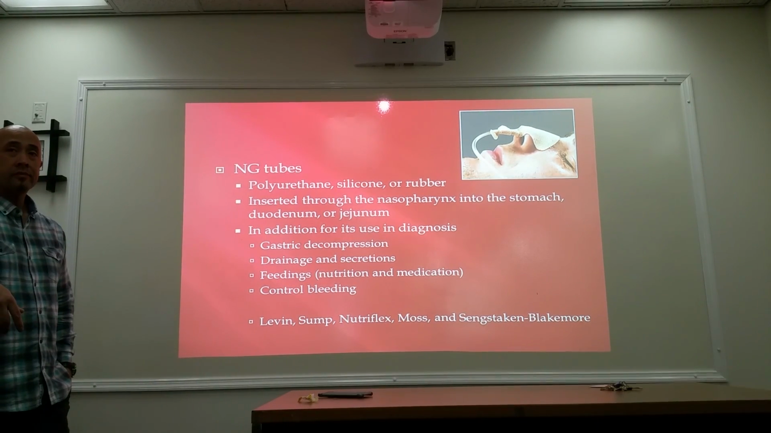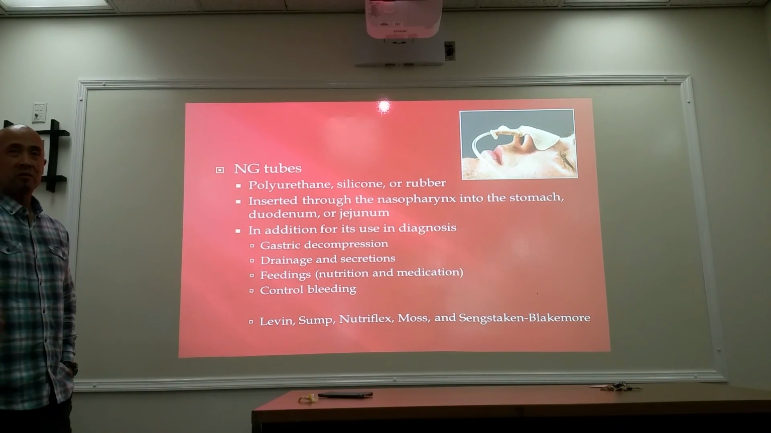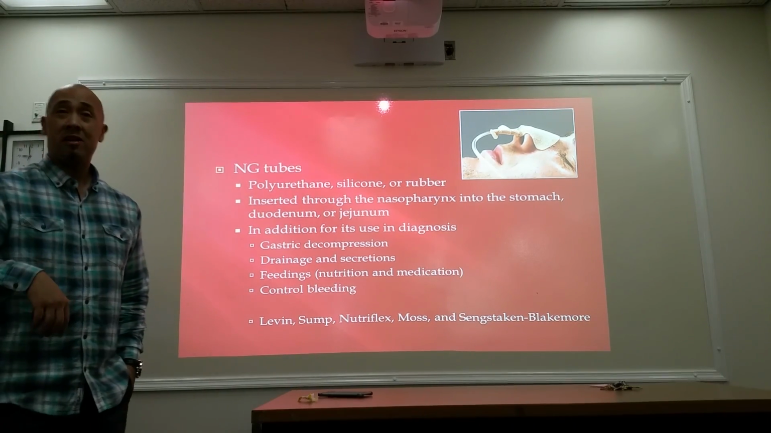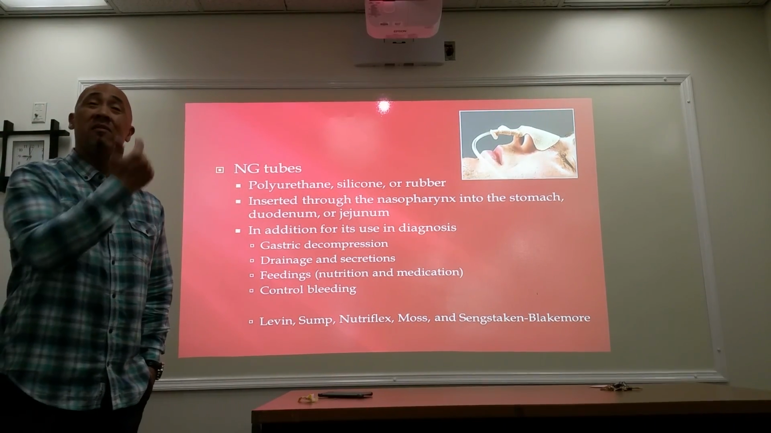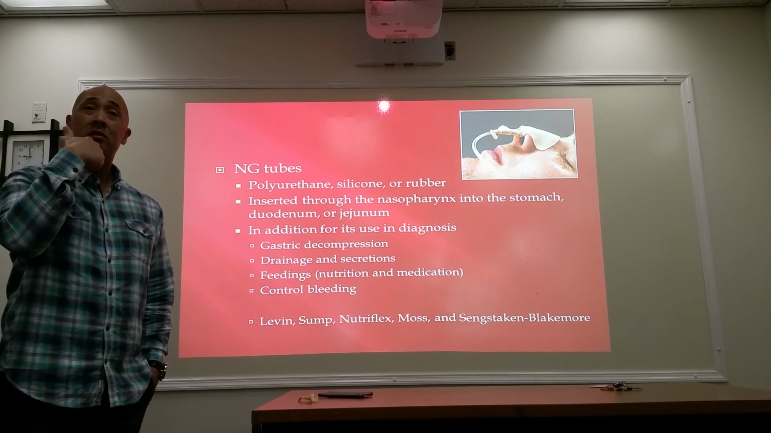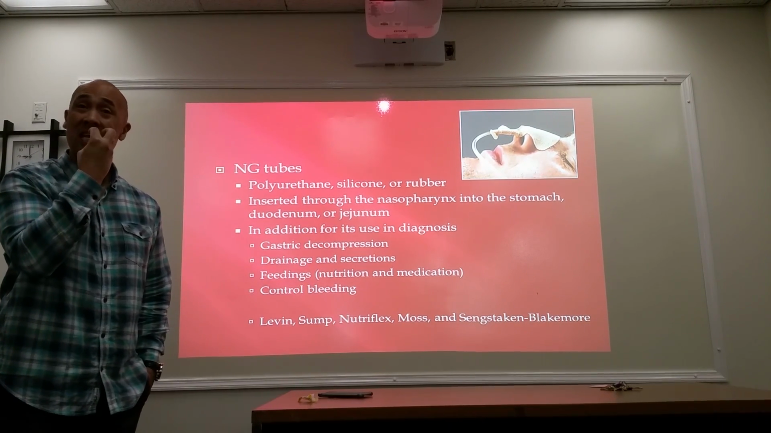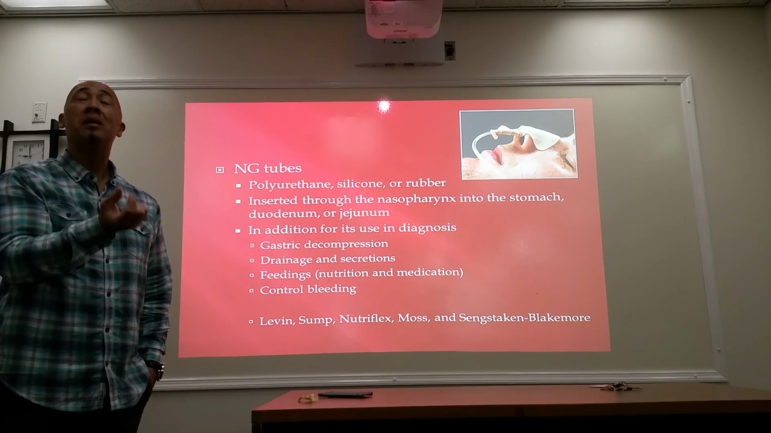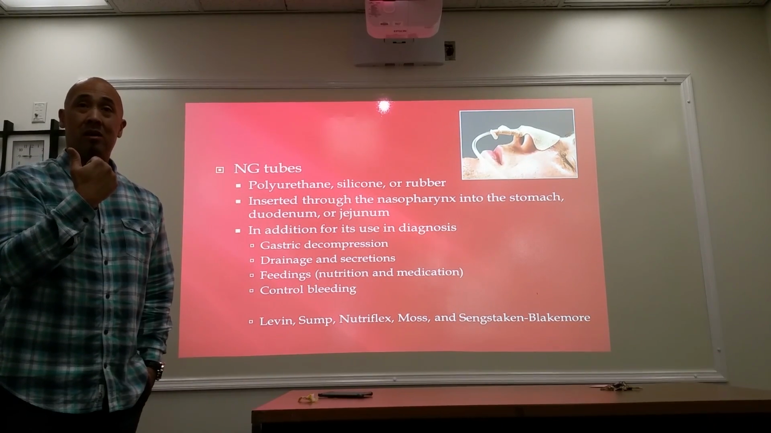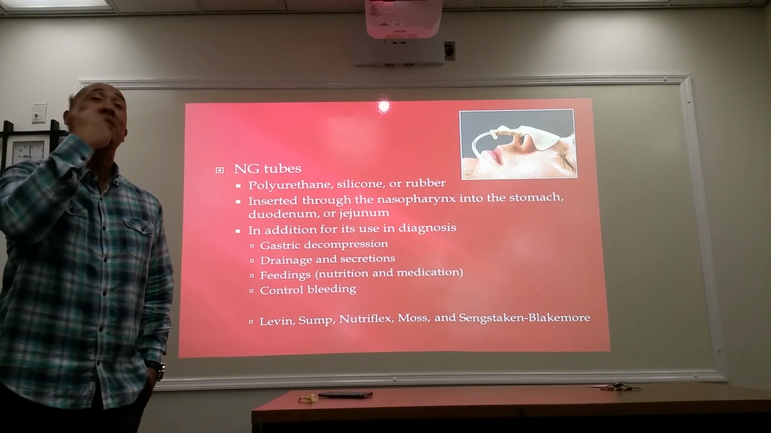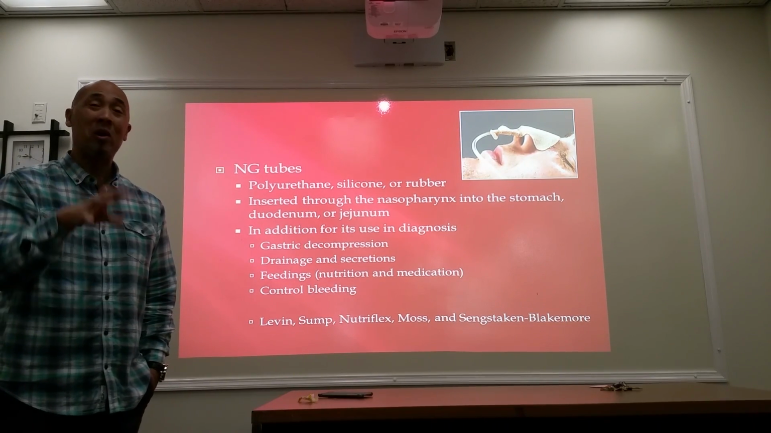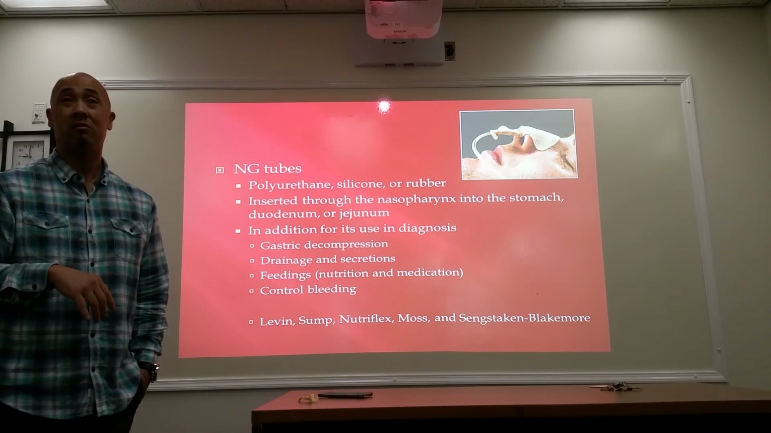NG tubes don't go through the mouth? Goes through the nose. We want to keep the mouth free. Because even if you have a tube down your nose, we don't want anything in the mouth because the patients are still able to eat. So we want them to still be able to eat and drink with a tube even going down their throat. So we want to keep their mouth free of obstruction.